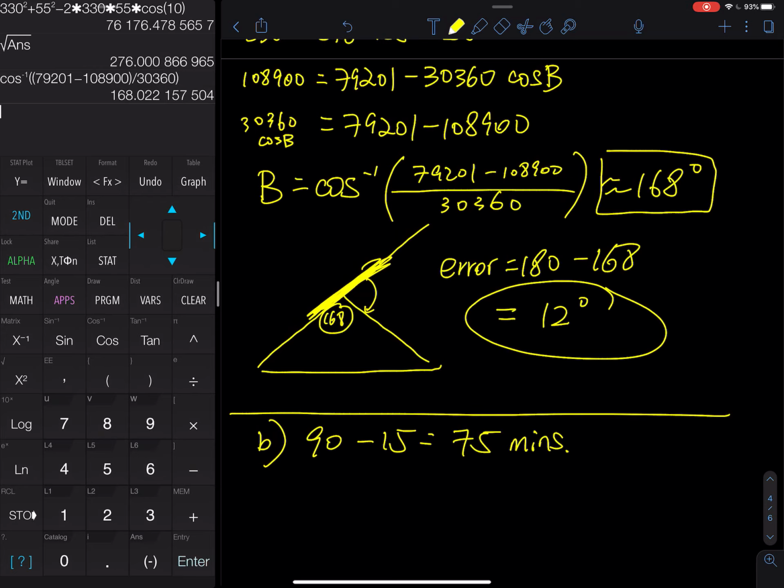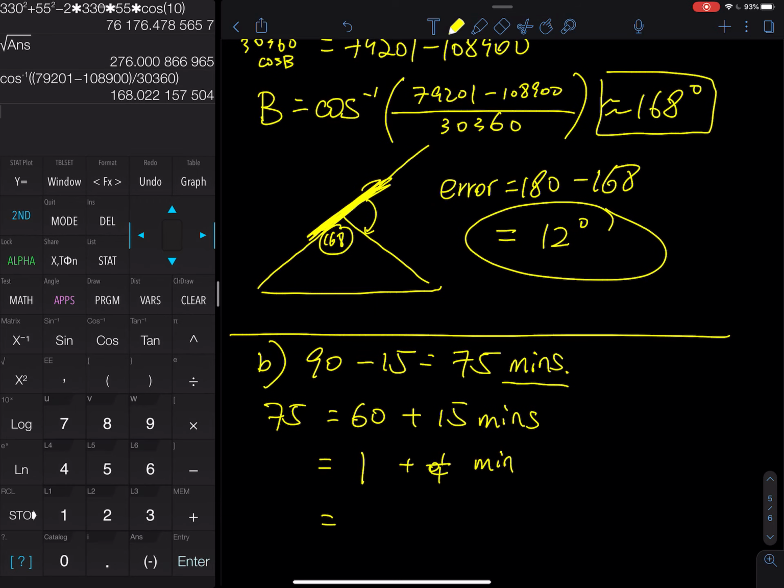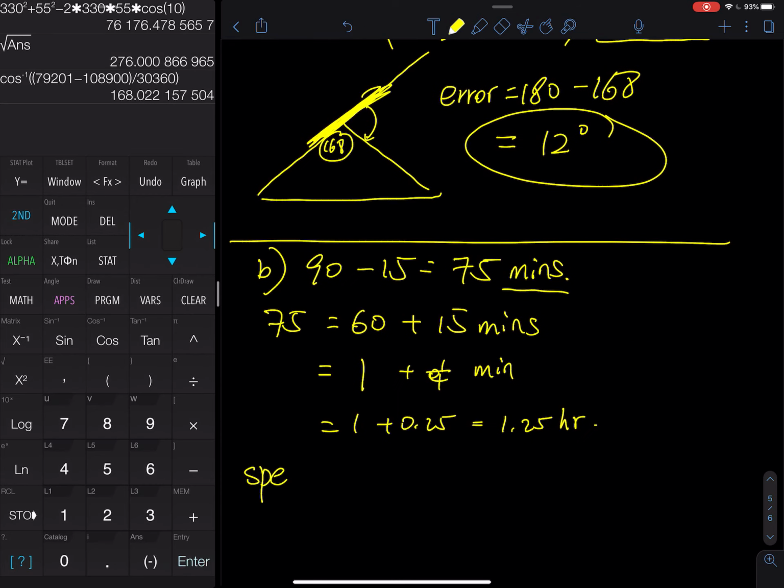And then 75 minutes, they give me minutes. My speed is in hours, so 75 minutes is equal to 1 hour plus 15 minutes, right? So this is 1 hour. This is a quarter of an hour, so you can do 1/4, or you can do 1 plus 0.25, so that is 1.25 hours. Then what speed should you maintain? So the speed is always miles per hour, right?